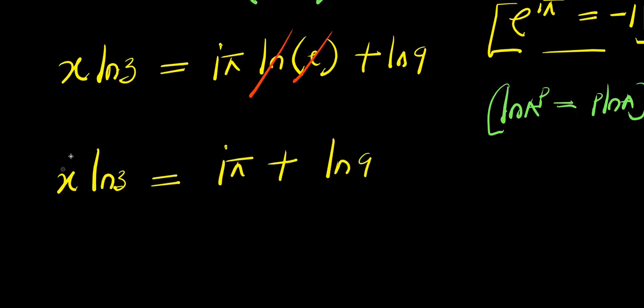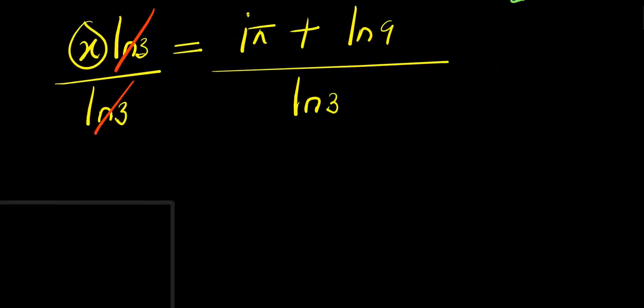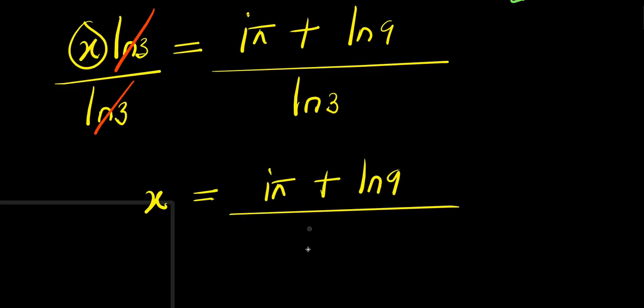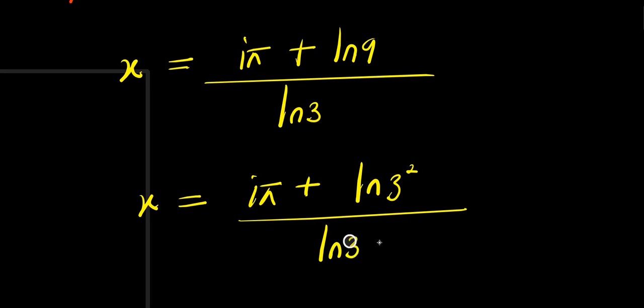So from here, I isolate x, divide this by natural log 3, and divide this by natural log 3. So this eliminates this. So from here, we have x equals i times pi plus natural log 9 divided by natural log 3. So from here also, 9 is 3 power 2. Have x equals i times pi plus natural log 3 power 2, that is 9, divided by natural log 3.